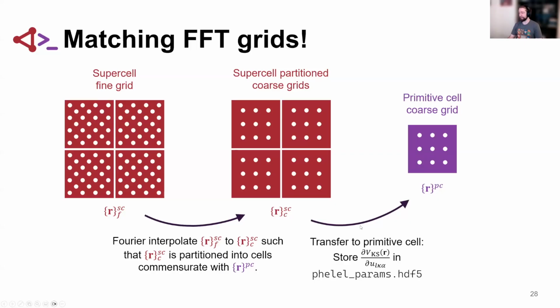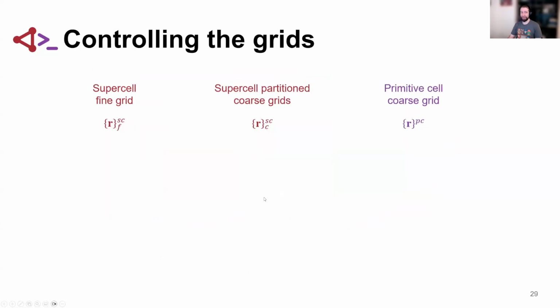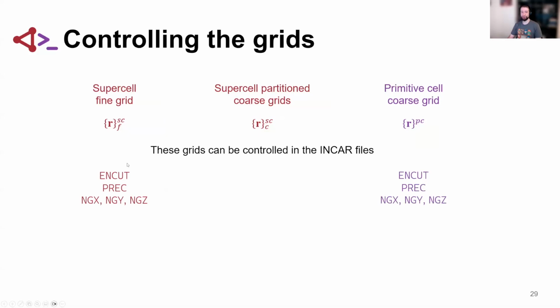Okay, and finally, we transfer these grids, as I mentioned, mapping one-to-one, and this is really finally what is stored in the HDF5 file that you read at the start of your electron-phonon calculation. Okay, so we have these three grids, and we can control these grids in various ways.